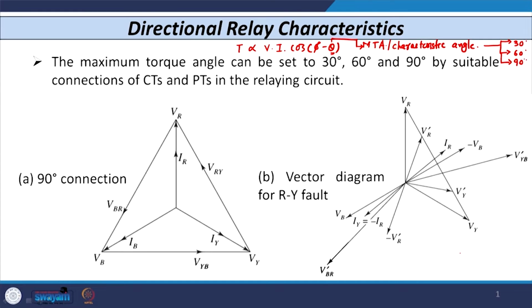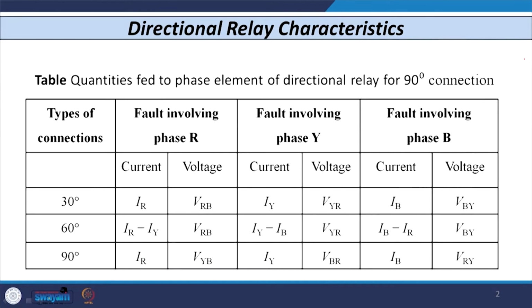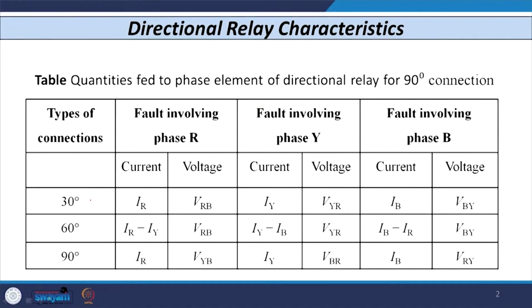So, universally, if I set 30, 60 and 90 degrees, then consider the quantities we need to feed to the directional relay. As I told you, a directional relay is a two-input relay, so we have to give the current input and voltage input from the CT secondary and PT secondary. For each phase, that is R phase, Y phase and B phase, we have to give the current and voltage as input to the directional relay.